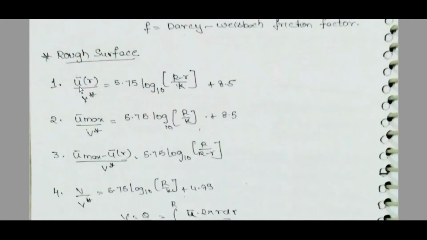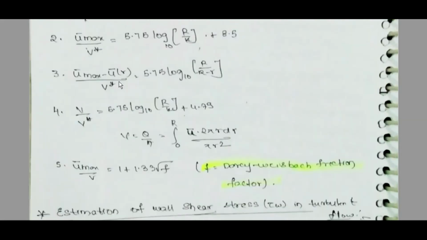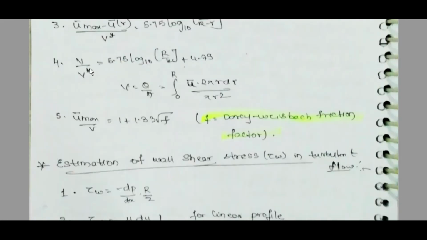Rough surface: u bar of r by v star is equal to 5.75 log 10 (capital R minus small r) by k, plus 8.5. U bar max by v star is equal to 5.75 log 10 base capital R by k, plus 8.5. U max minus u bar of r by v star is equal to 5.75 log 10 capital R by (capital R minus small r). V by v star is equal to 5.75 log 10 capital R by k, plus 4.75.